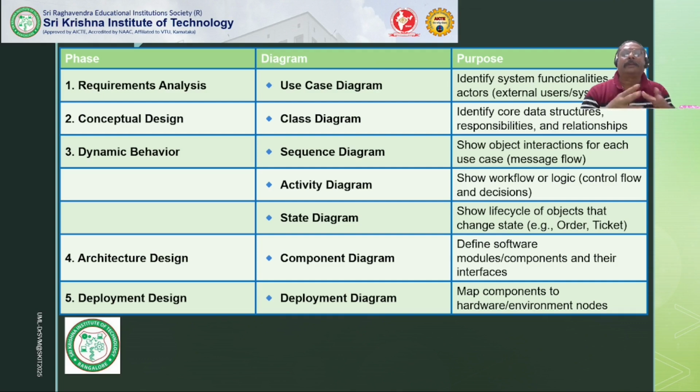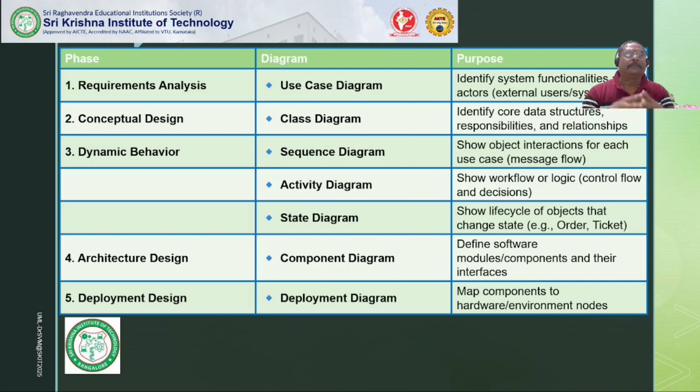There we write the class diagram, which identifies the core data structures, their responsibilities, and the relationships among the data and the data structures, and all that is defined in the class diagram. And then we have to look at how our system is changing with time, the dynamic behavior. So we have to write the sequence diagram, which shows the object interactions for each of the use cases, and then the activity diagram, which shows the workflow, the flow chart for each use case. Then the state diagram shows the life cycle of the objects that change their state from time to time.